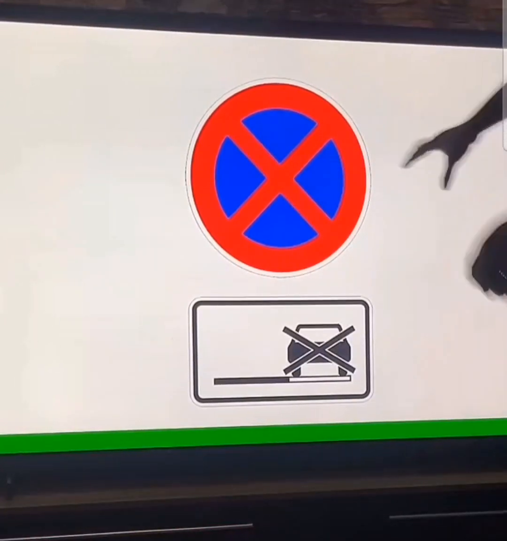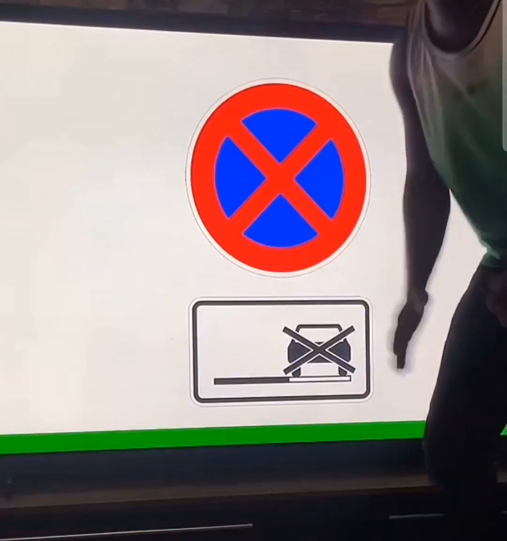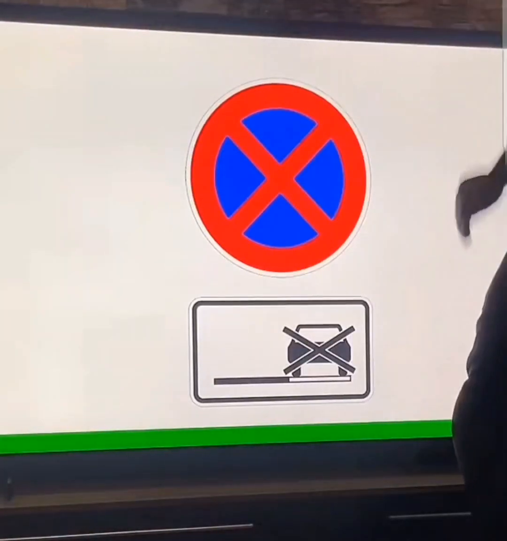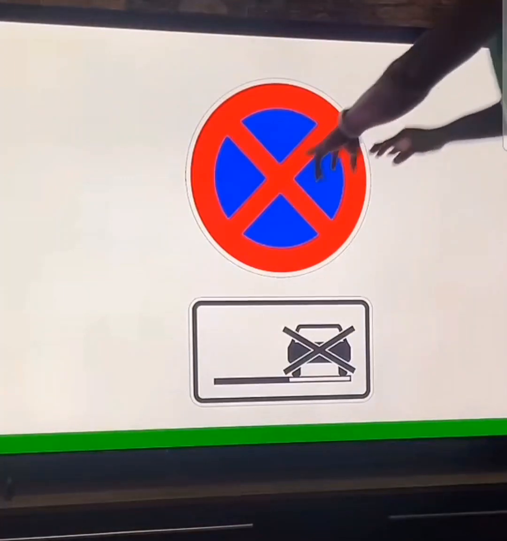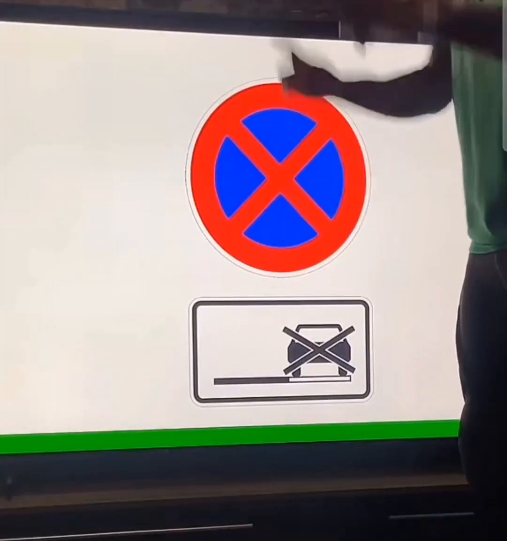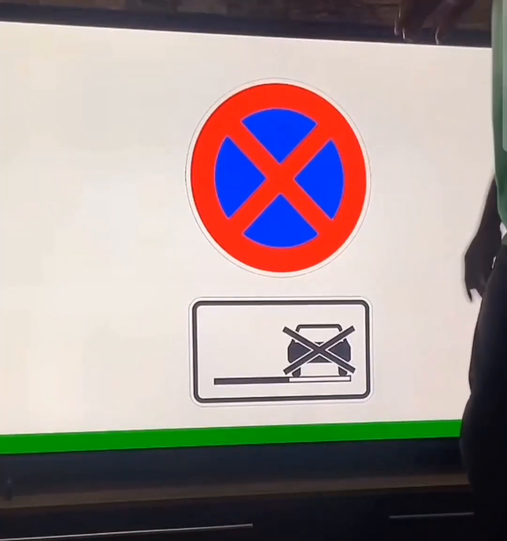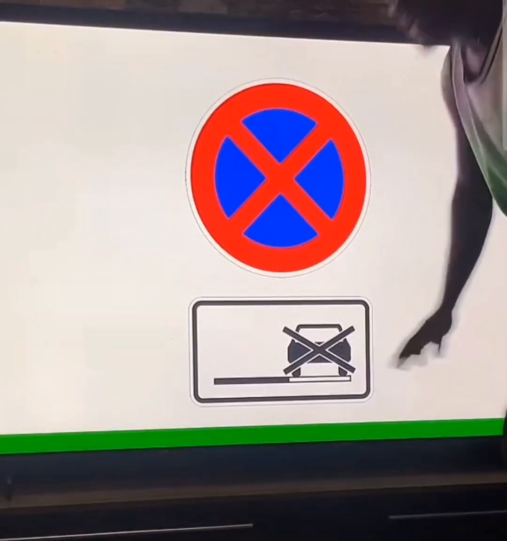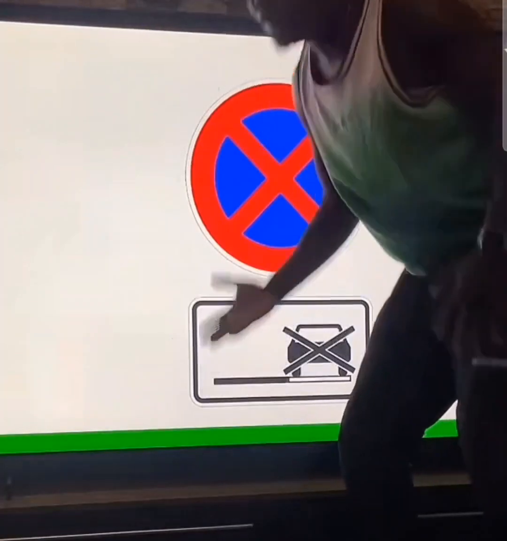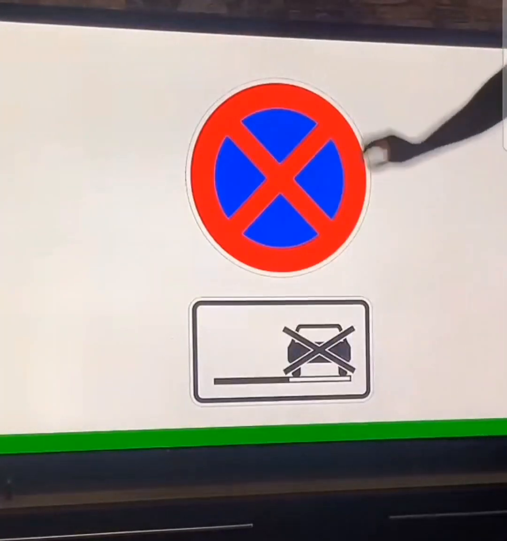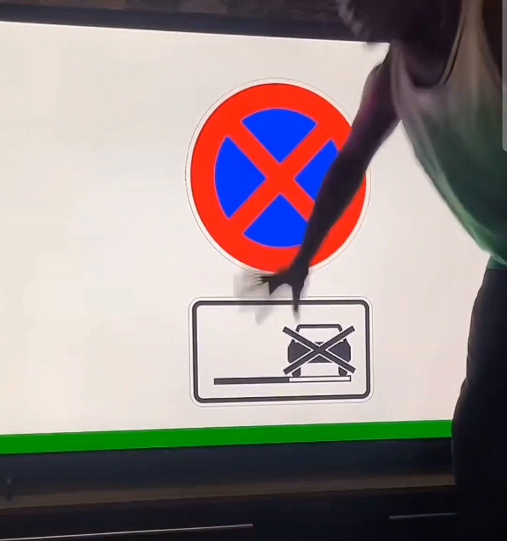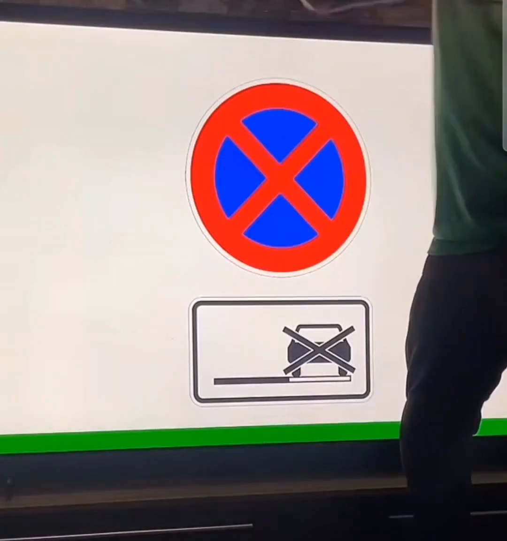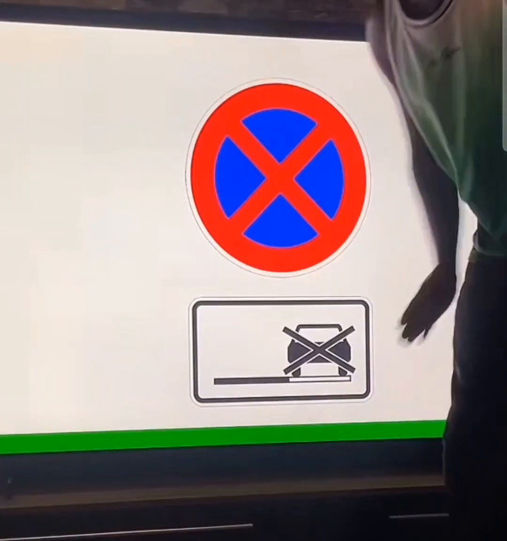A sign keeps reminding you that what? You cannot stop. This sign tells you that you cannot stop in this place. Where? You cannot stop at the hard shoulder. You cannot stop on the road. So anytime you see a sign like this combination, it means that you cannot stop at the hard shoulder, the pavement. You cannot also stop on the road.